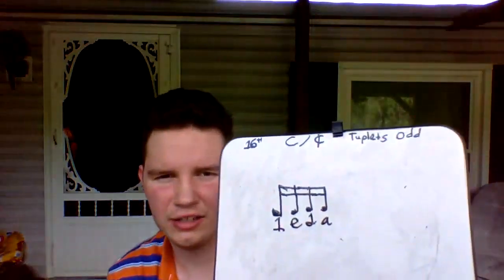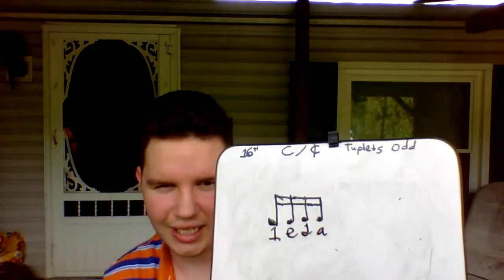And the way we would count these, we use "and"s to subdivide 8th notes. With this, we're going to use "1 e and a." So if we had 16 of these, I'm going to write all that out, it would be like 1 e and a, 2 e and a, 3 e and a, 4 e and a. That's how we count 16th notes, basically.